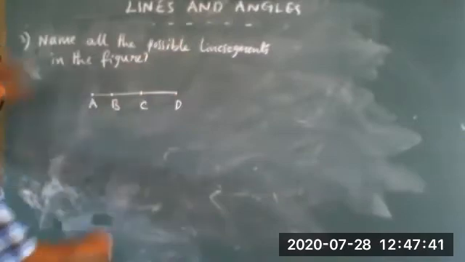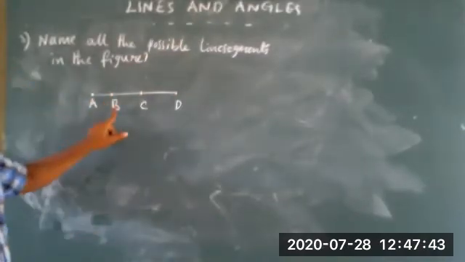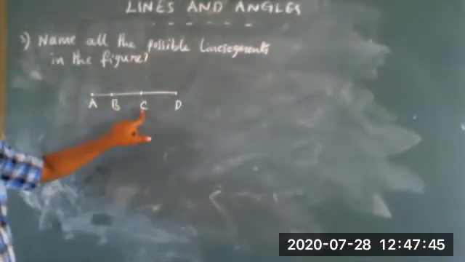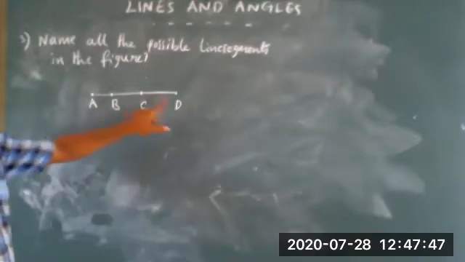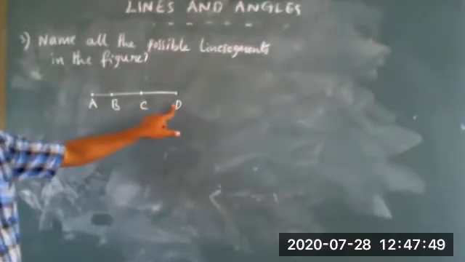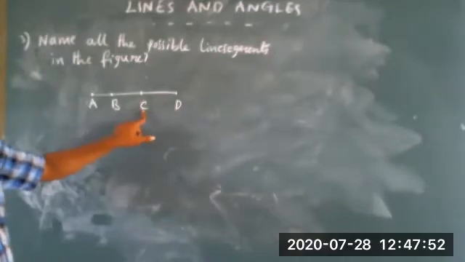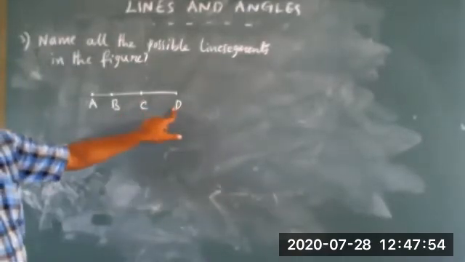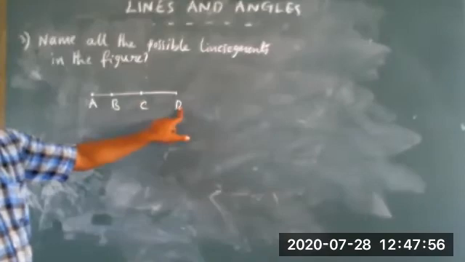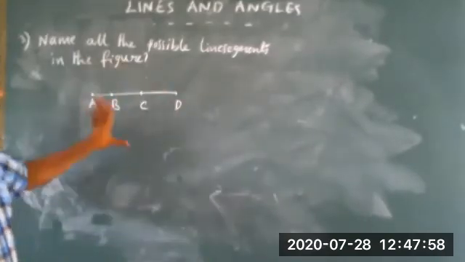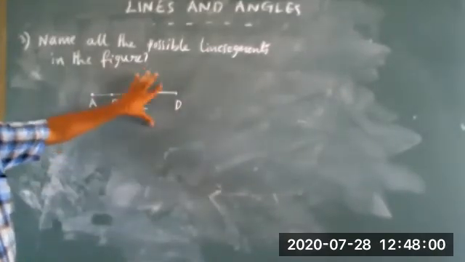Possible line segments. AB, one line segment. AC, one more line segment. AD, also one line segment. Next, BC and BD, line segments. CD, one more line segment. These are all the line segments of this given figure.